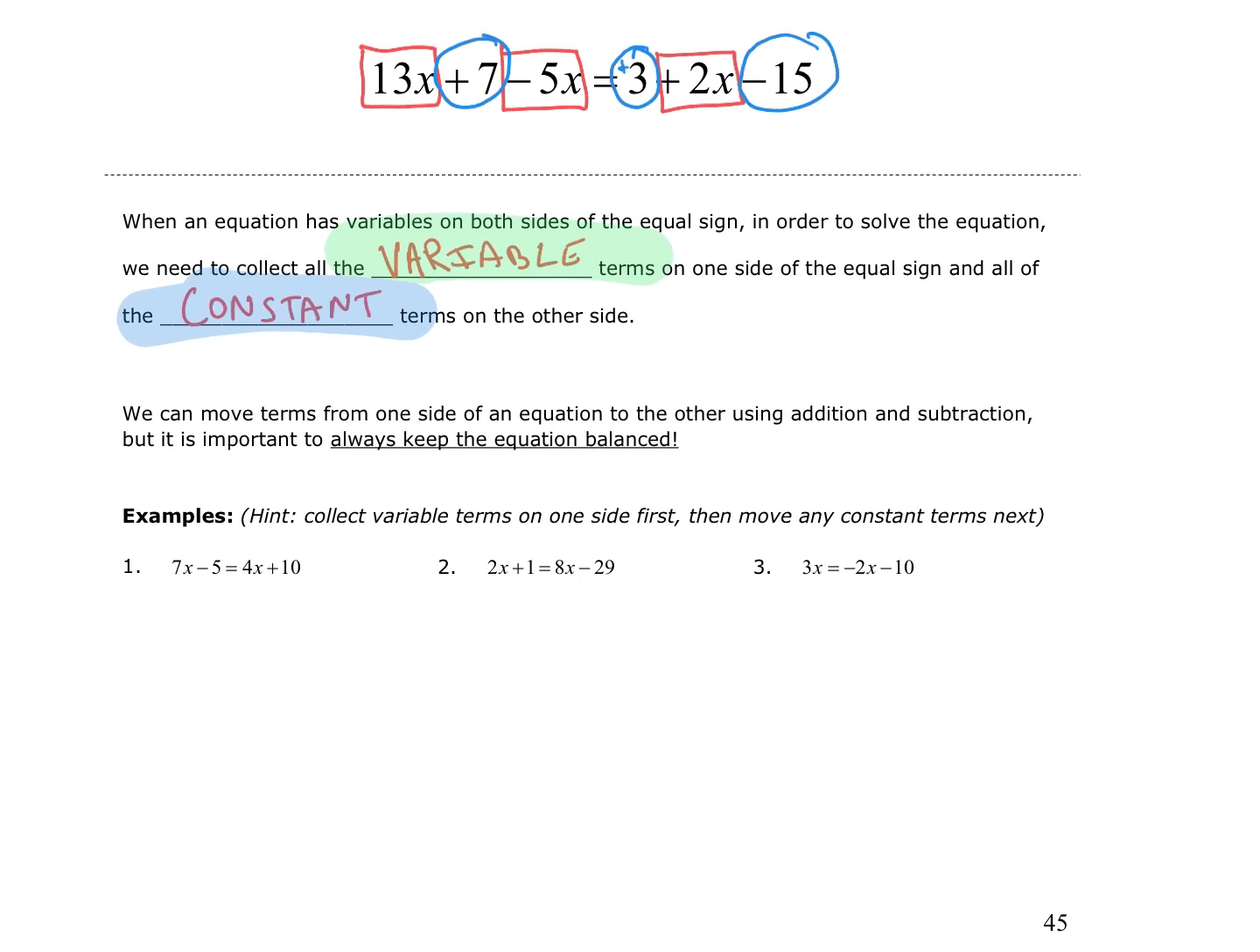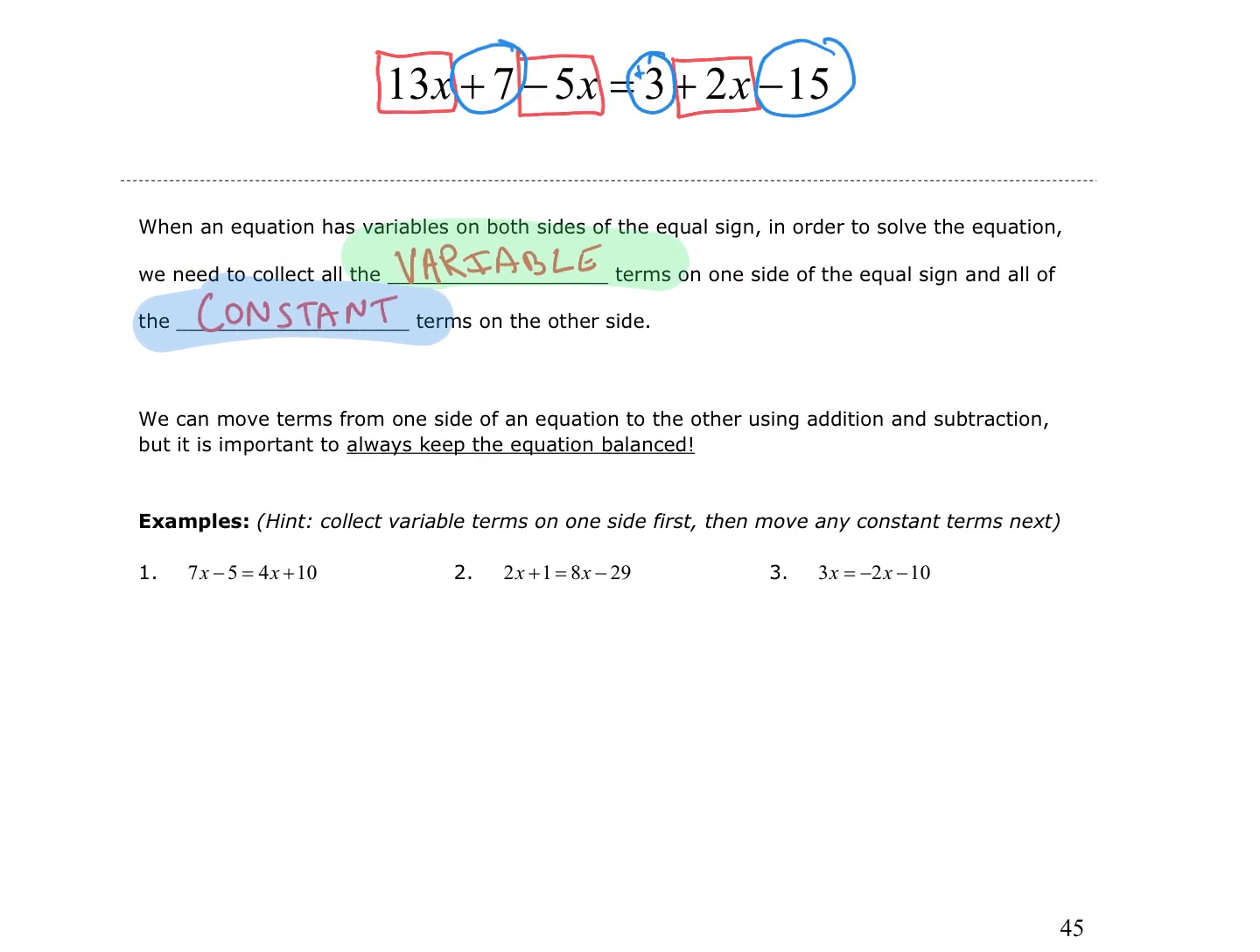So let's do a couple examples here at the bottom. It says collect variable terms on one side first. That's going to be our kind of rule, is we always want to do the variables first. All right, so I'm going to take number 1. I'm going to draw my line down the middle like we usually do. And I see that I have x's on both sides. I have 7x and I have 4x. So what I want to do is move those over by subtracting. I'm going to subtract 4x from both sides because that's the smaller one.